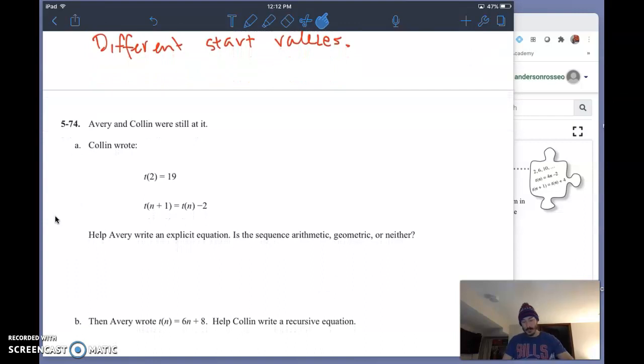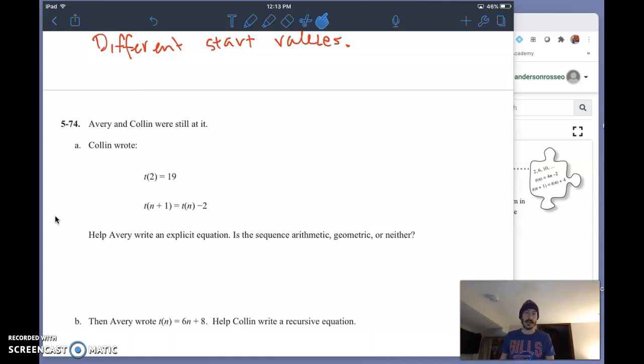Okay, let's move on to one more idea, and we've got it here in 5-74. We've got to do something using a little bit different information here. We don't have a start value here in 5-74, but we do have enough information to go ahead and do some thinking. Avery and Colin were still at it. This comes from 5-73. I didn't include 5-73. I'm just going to go ahead and do some work with 5-74 here.